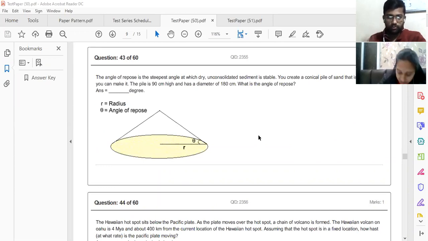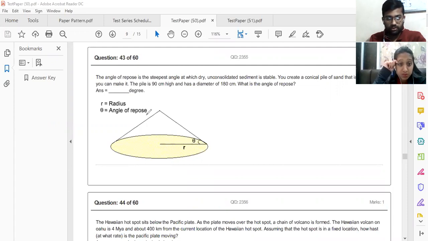Now, the angle of repose is the steepest angle at which dry unconsolidated sediment is stable. To create a conical pile of sand that is as steep as you can make it, the pile is 90 centimeters high and has a diameter of 180 centimeters. What is the angle of repose? Okay.